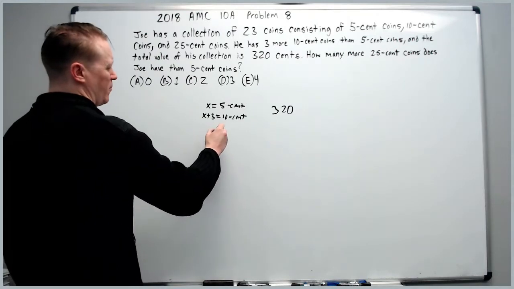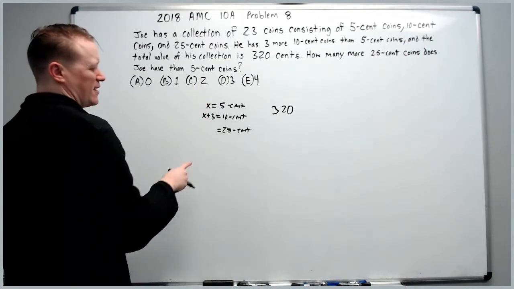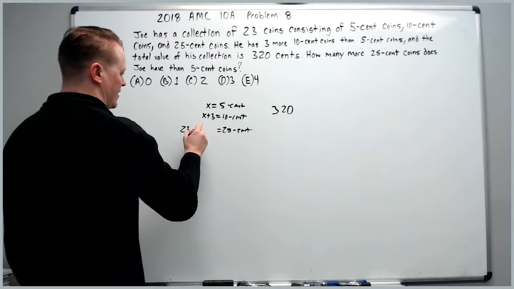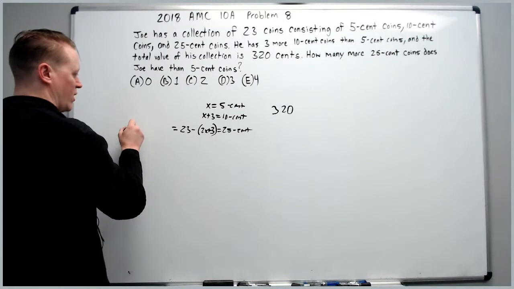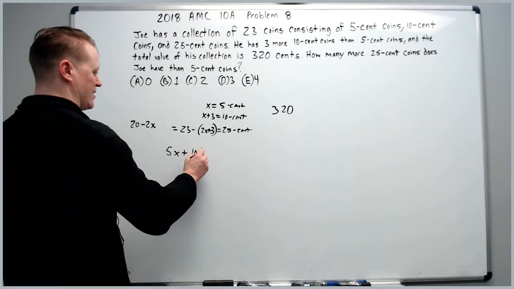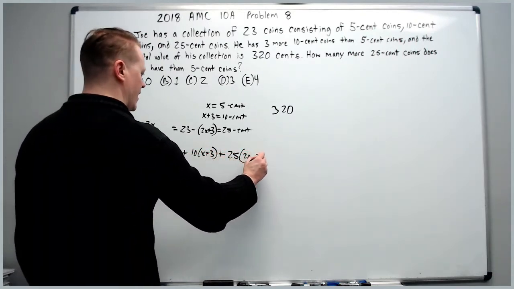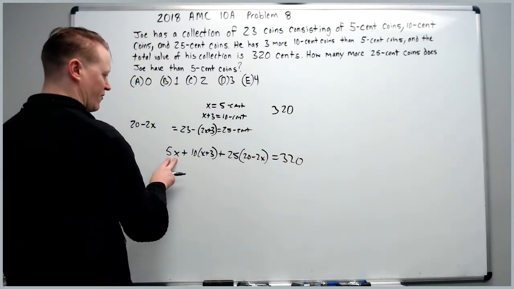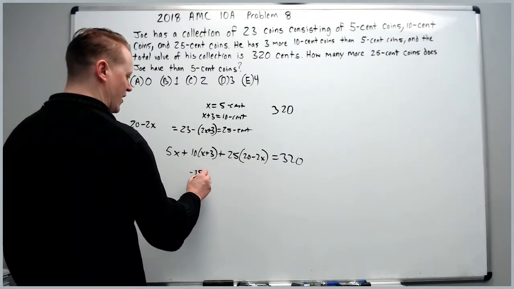So we can make 25 cent equal to 23 minus these 2. This is a pretty standard algebra problem. So 23 minus 2x plus 3 is going to be equal to 20 minus 2x. So now we can say it's 5x plus 10 times x plus 3 plus 25 times 20 minus 2x needs to equal 320. So we get 10x and 5x is 15x, minus 50x is negative 35x.